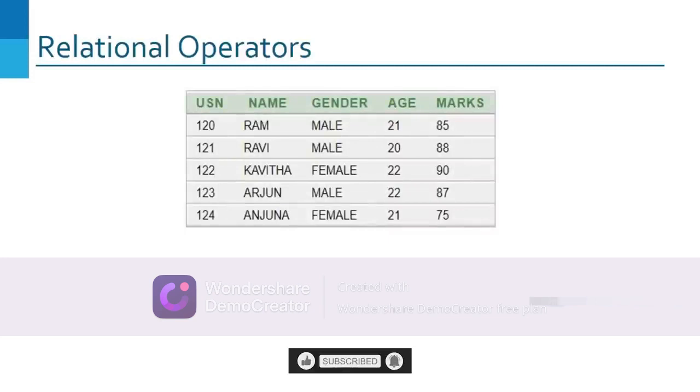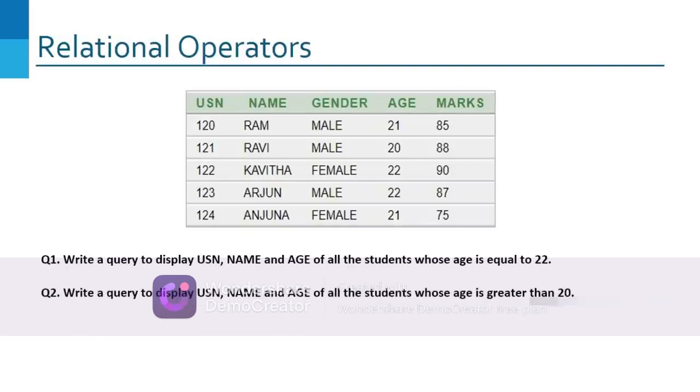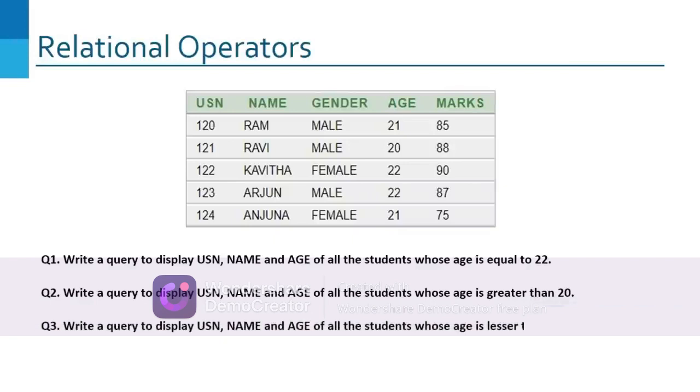So let's say that we have this table which we are using from the starting: USN, name, gender, age and marks, which is a student table. We have to write a query to display USN, name and age of all the students whose age is equal to 22. So a condition based on comparison, right? That we use relational operator. Write a query to display USN, name and age of all students whose age is greater than 20. Again, comparison, relational operator. The next question, write a query to display USN, name and age of all the students whose age is lesser than 22.